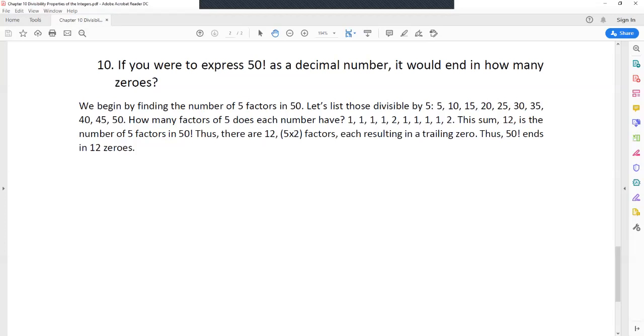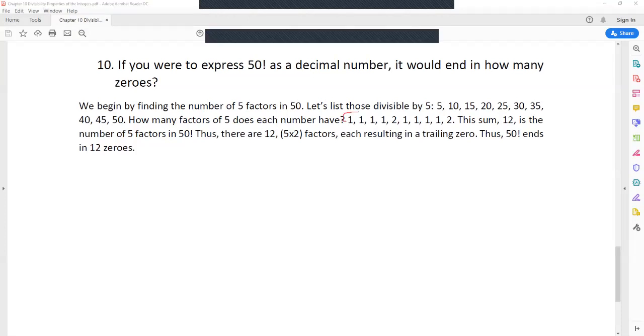Well, how many factors of 5 does each number have? Well, 5 would have one factor of 5, 5 times 1. 10 would have one factor of 5, 5 times 2. 15 would be 5 times 3, so it only has one factor. 20 would be 5 times 4. 25 is going to be 5 times 5, so it would have 2 factors. And we basically just continue this, counting the number of 5 factors.